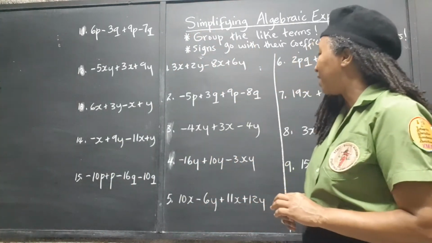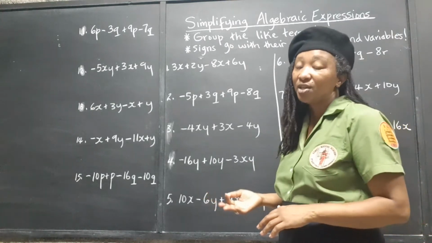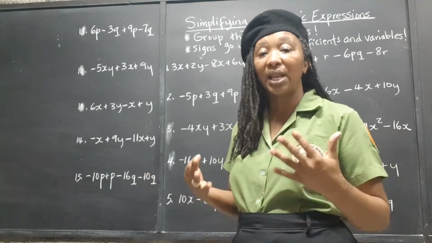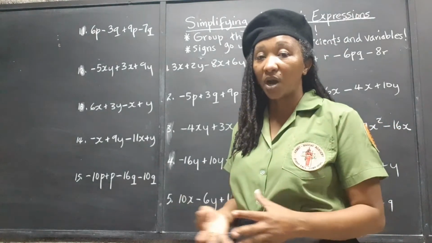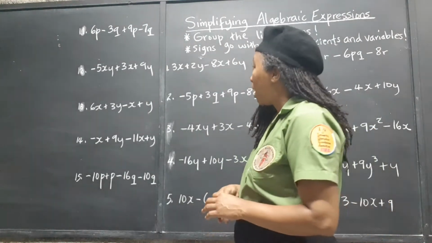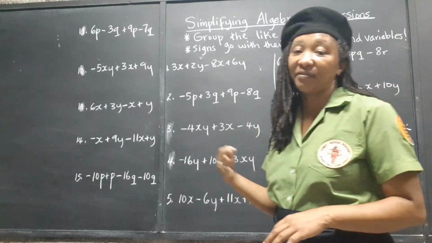Two points we have here. The first point says group the like terms. So when we're simplifying algebraic expressions, we group the like terms. Group the constant terms together, right? The whole numbers. And signs go with their coefficients and variables.